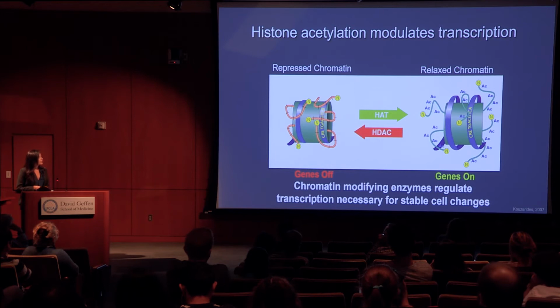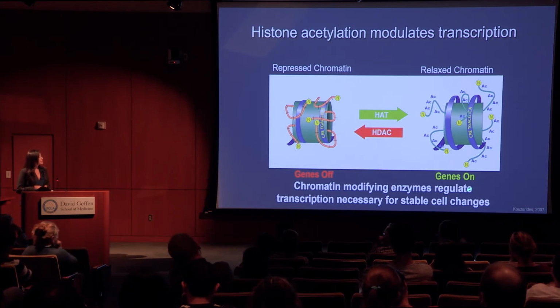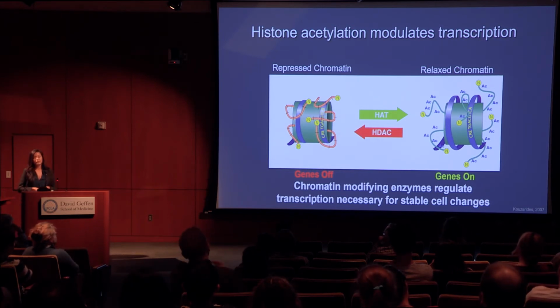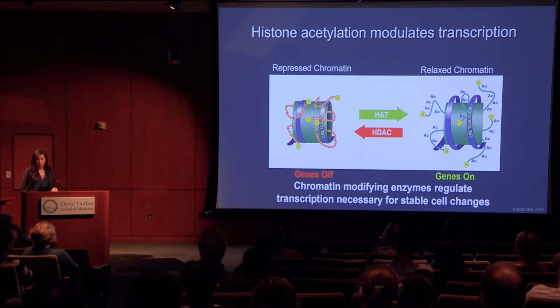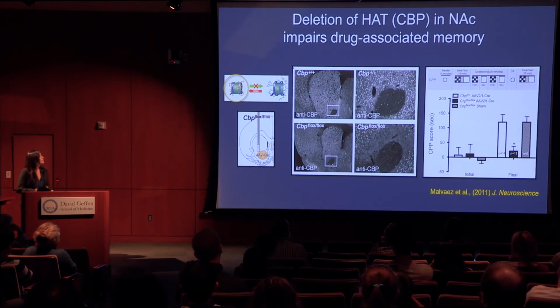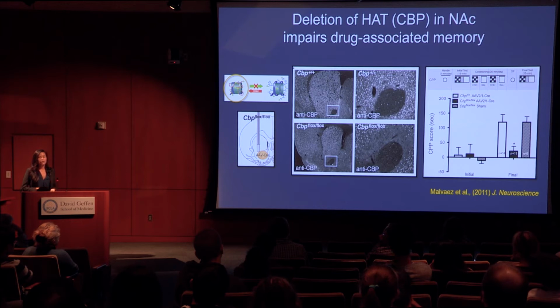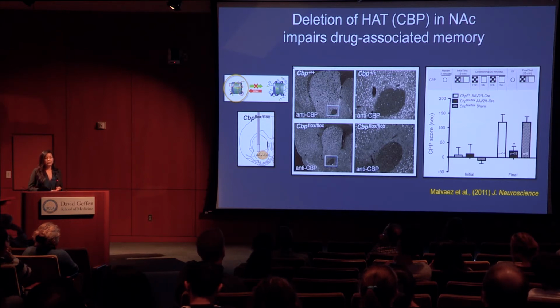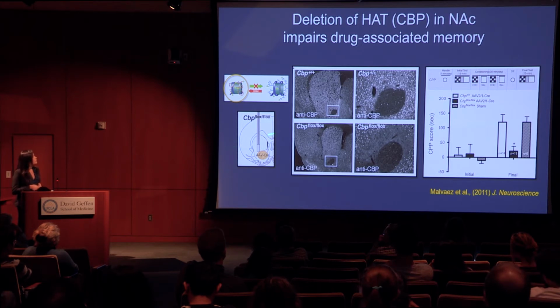And again, the reason is that these enzymes have been known to regulate very stable cell changes. So what I did previously was look at the role of a histone acetyltransferase in the development of context drug-associated memories, which is thought to be a form of a very stable memory.